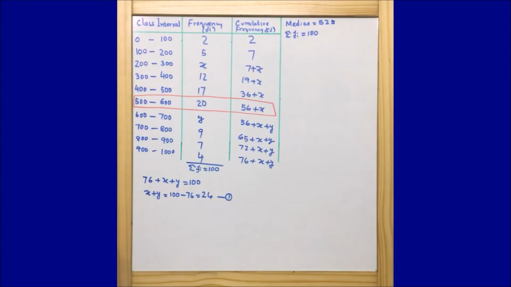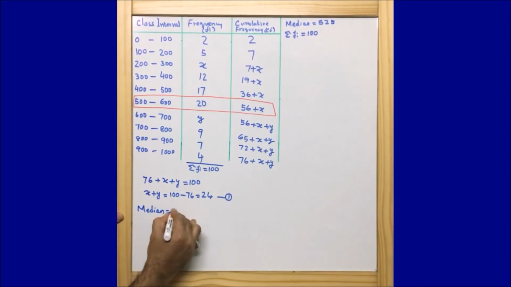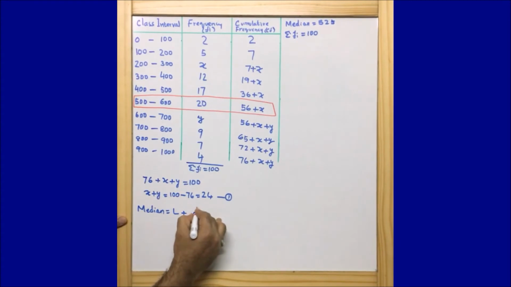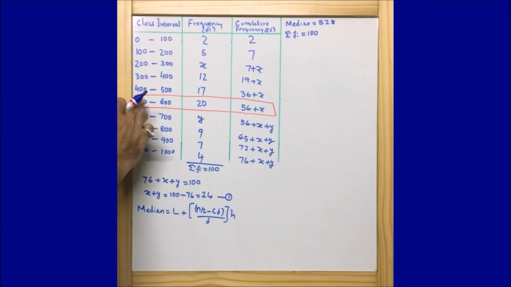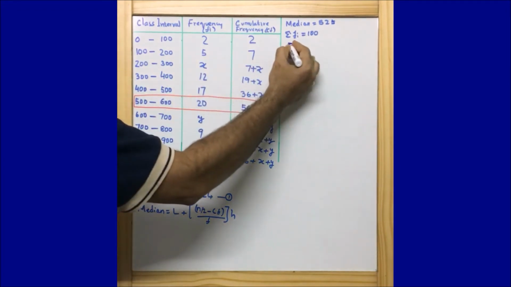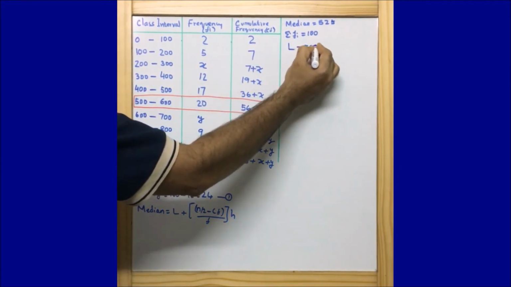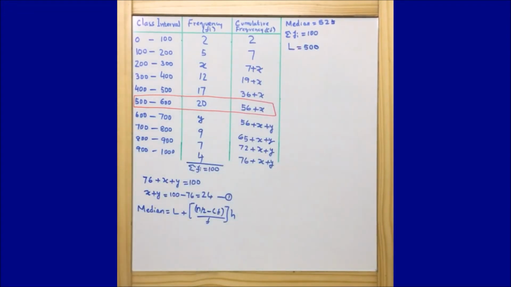Now guys, keeping this in mind, let us move ahead, and first of all let me note down the formula for finding the median. We know median is equal to L plus n by 2 minus Cf upon f into height. Now let us determine the values one by one. L is the lower limit of the median class. Our median class here is 500 to 600, so our L value is 500, because the lower limit is 500 and the upper limit is 600. So we are focused on the lower limit.